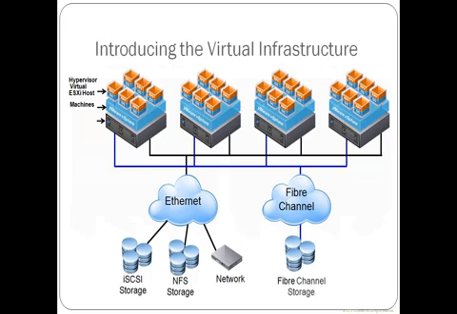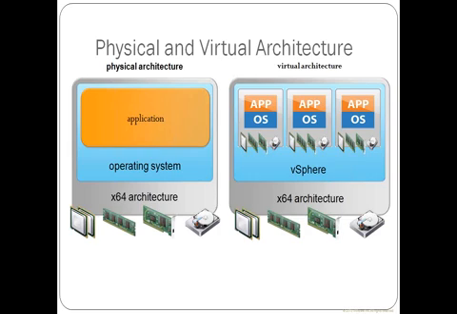So the benefit that we are getting here is you require less physical hardware, you are getting more virtual machines, and every virtual machine is equivalent to a physical machine. So here you can see the difference between the physical and the virtual architecture. Whatever the computing resources are there in a physical machine are all being shared with the operating system and the application.